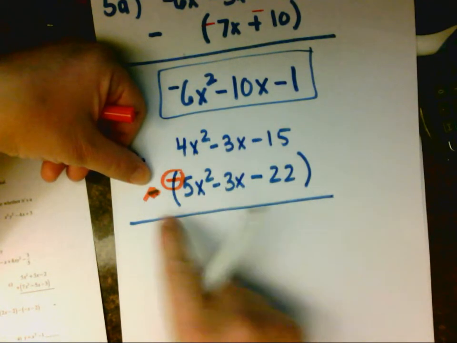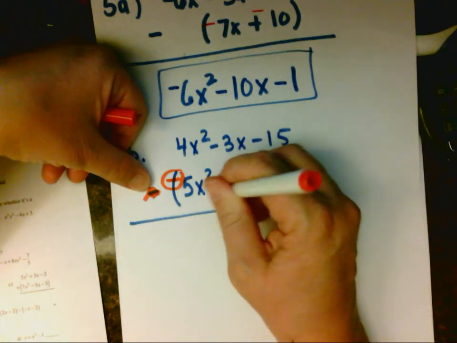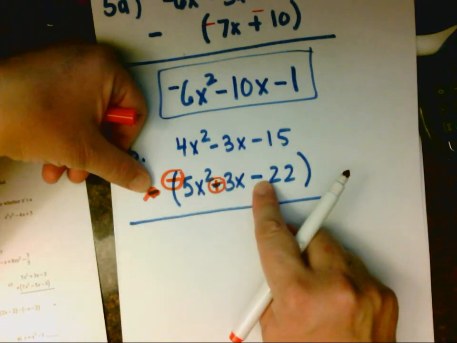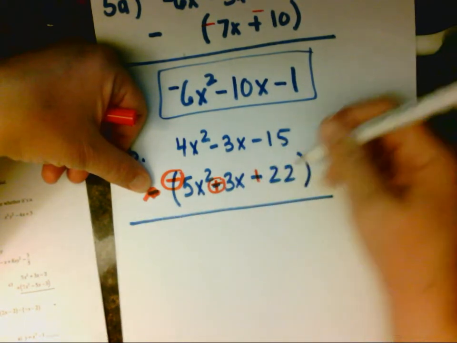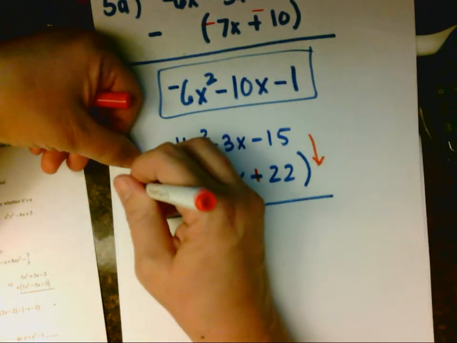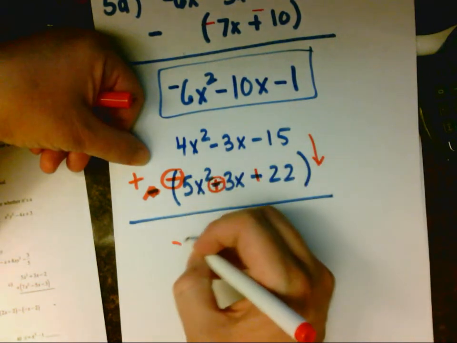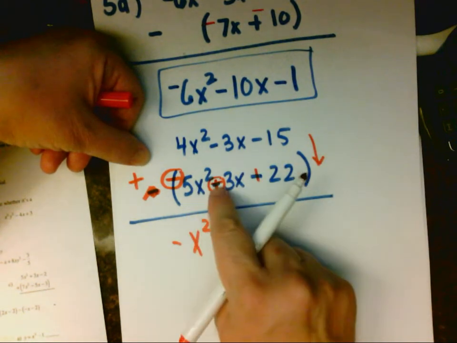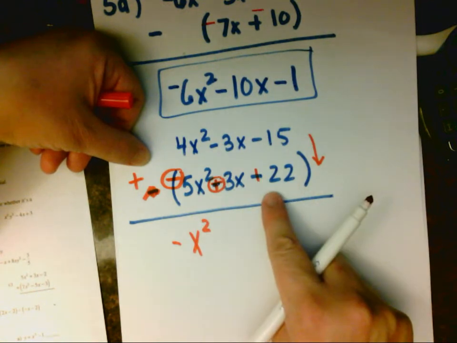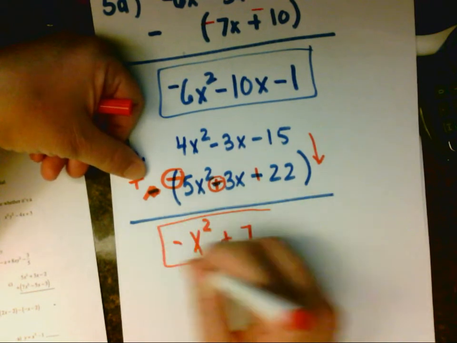So I'm applying this through. Negative times negative makes this a positive. And negative times this negative multiplied by the negative makes this a positive. Once I've distributed the negative through, I can simply add, okay, because I put the negative through. So I'm going to have a negative x squared, that's a positive, and a negative 3 make a 0. 22 minus 15 is 7.